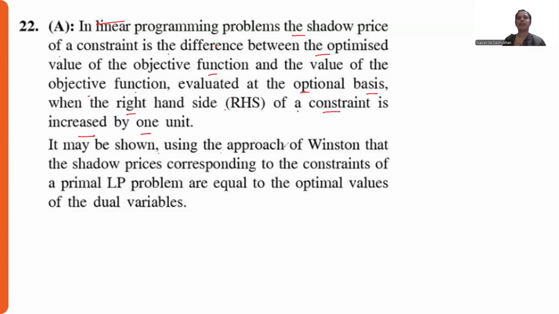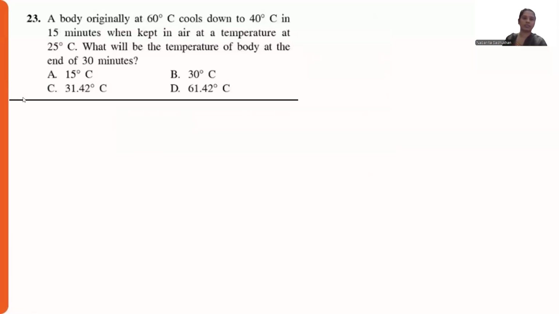It may be shown that when we are using the approach of Winston, the shadow price is equal to the constraint of the primal LPP and are equal for the dual prices. Okay, great. Now let's move to the next one.